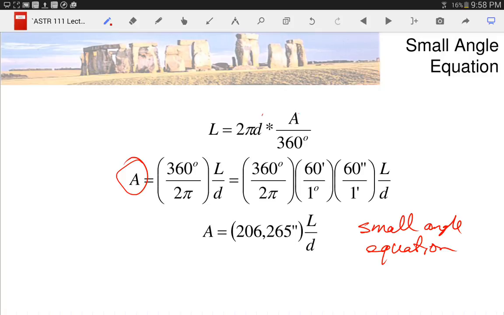How many people knew that? Okay, we had 3 people who knew that. That's actually pretty good. So these here are the conversion factors to change from degrees to seconds of arc. A second of arc is 1/60th of a minute of arc. A minute of arc is 1/60th of a degree.